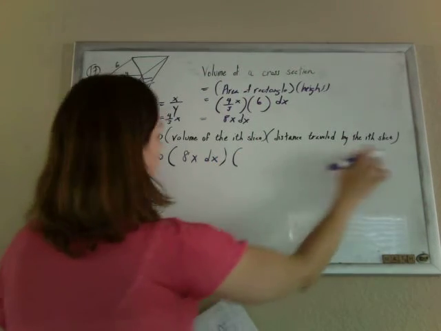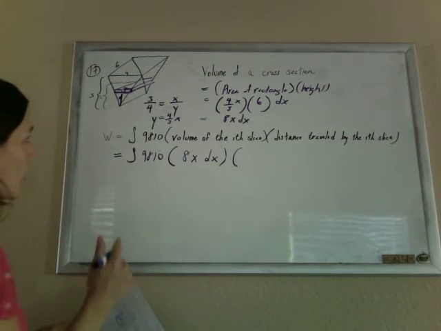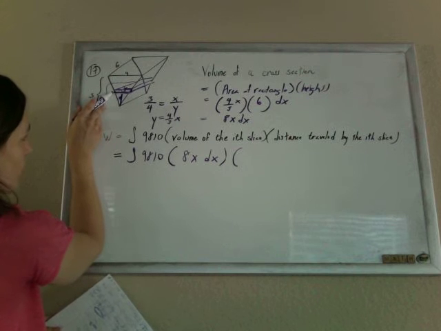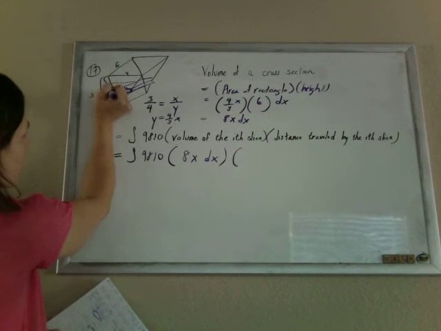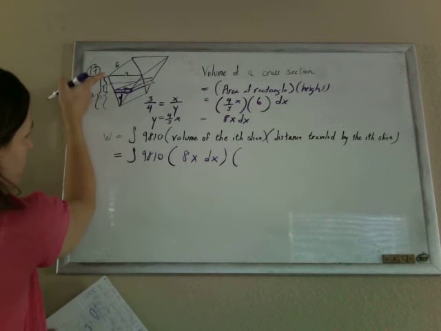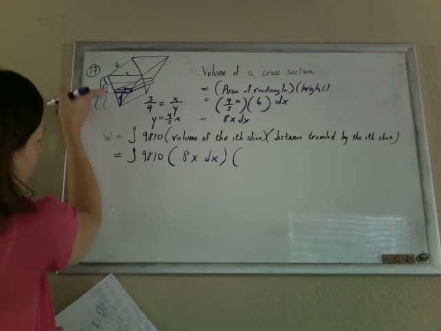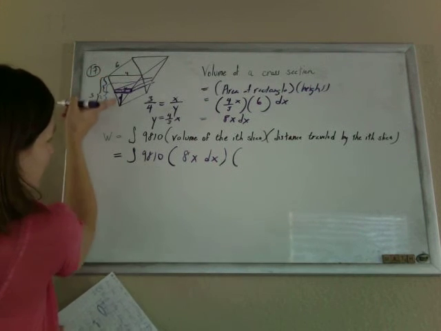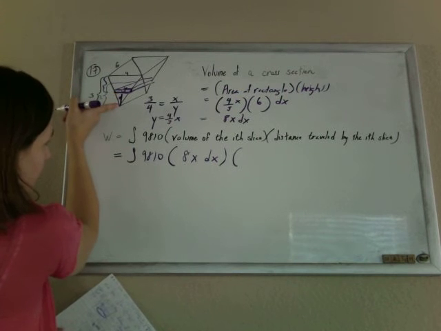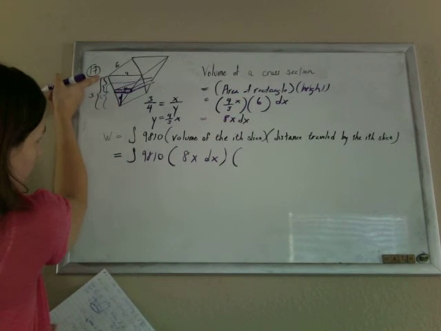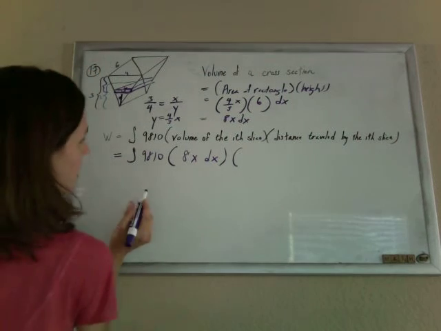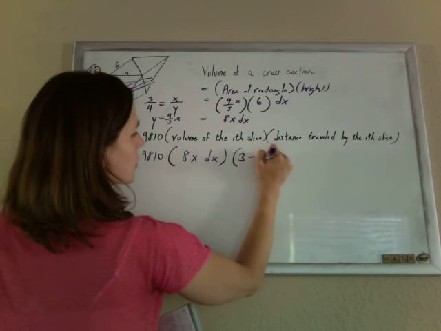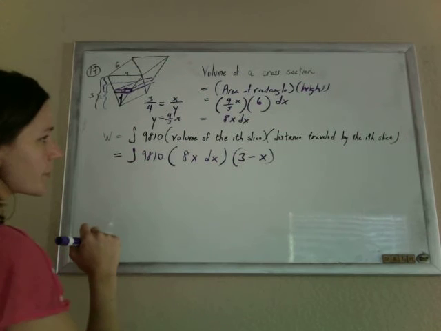And then the distance traveled by the ith slice, well, to pump this cross-section out of the tank, it has to travel this much, right? So if it has to travel this much, that's not x. This is x. And it's not 3. The whole thing is 3. It's 3, take away that x. So the distance is 3 minus x.